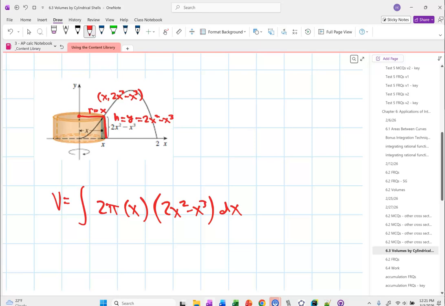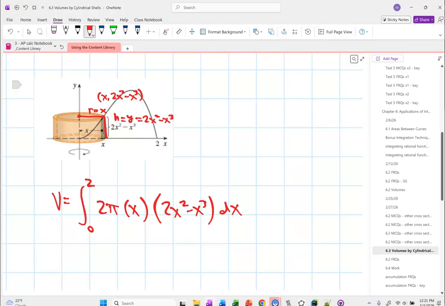And my bounds of integration are dependent on my radius, right? So the smallest radius would be like here, where the radius is 0. And the biggest radius would be for the end one, where the radius is 2. So we're going from 0 to 2. Everybody okay with that idea?